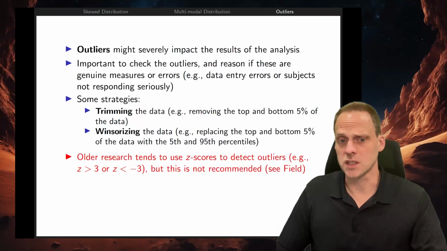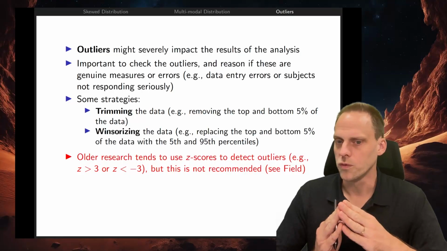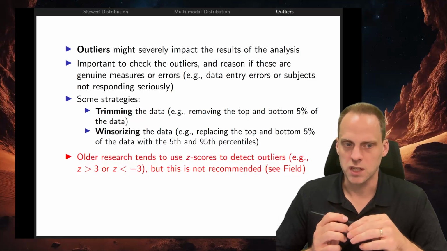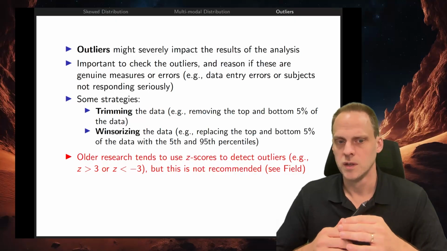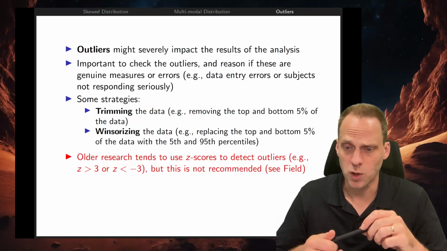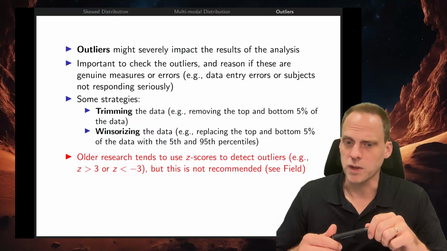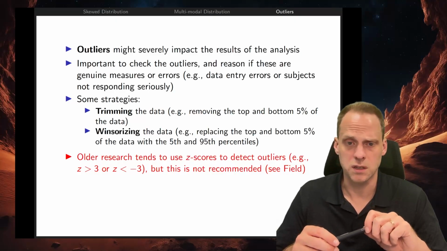Older research actually tends to use z-scores, so we calculate the z-scores and then remove data where z is above 3 or z is lower than -3, or maybe 4 or 5, which is something you can do because you don't expect z-scores to be above 3 or below -3. But this is not really recommended anymore. For that, I'll refer to the field book and the readings that are listed on Canvas.